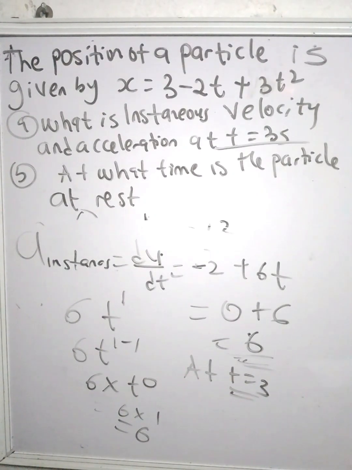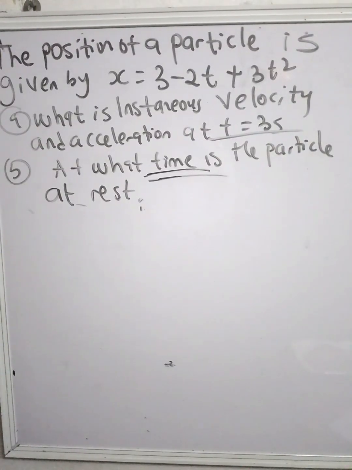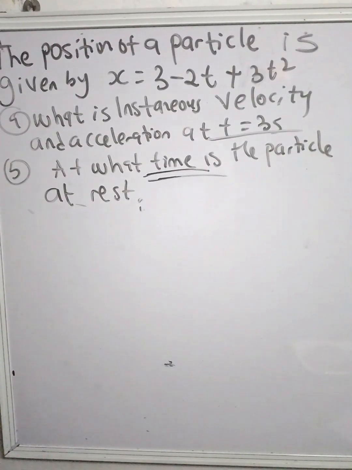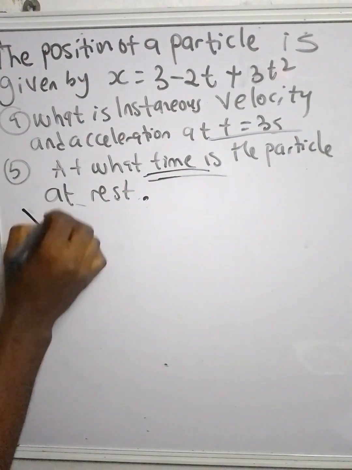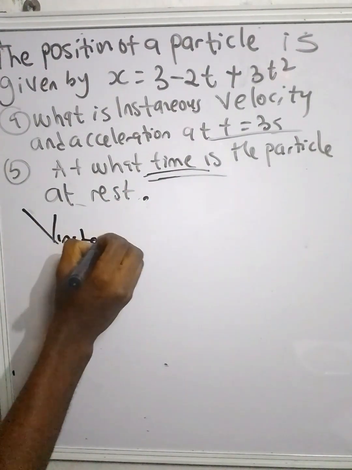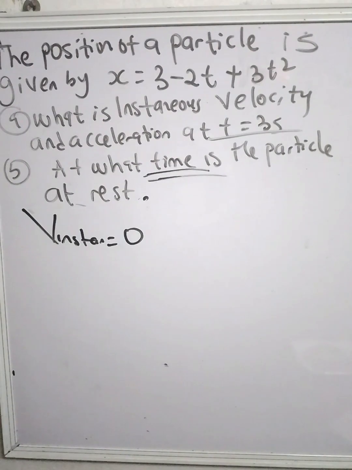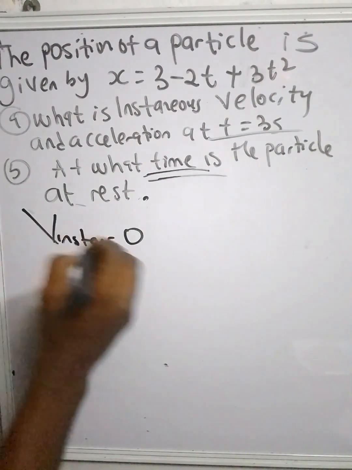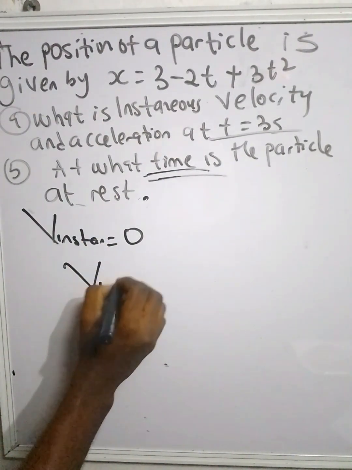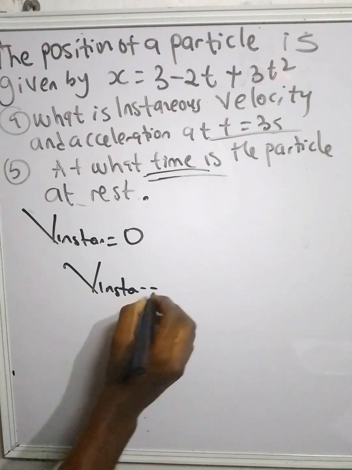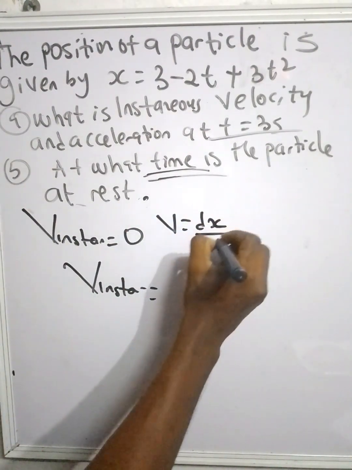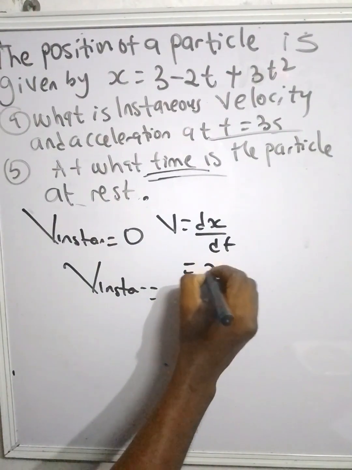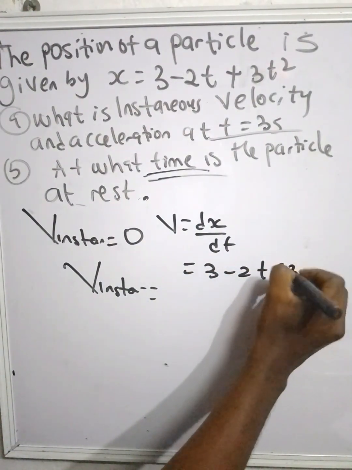Now the second question is asking: at what time is the particle at rest? The particle will always be at rest when our instantaneous v is 0. If you remember, from v equals ds over dt, our instantaneous velocity is 3 minus 2t plus 3t squared.